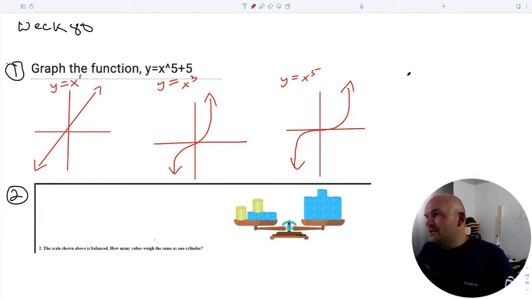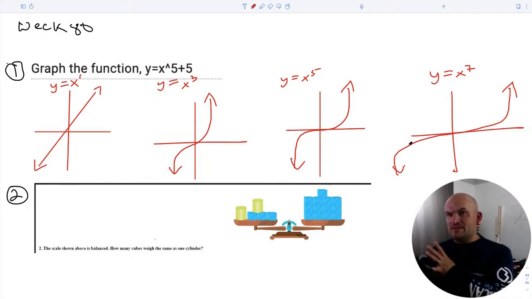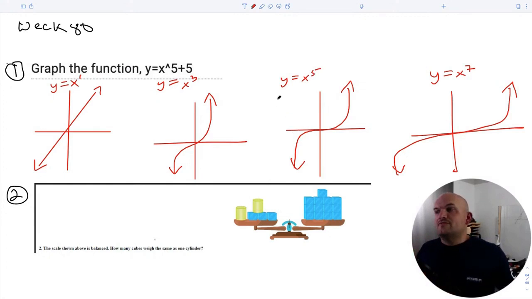And you can even guess what y equals x to the 7th would be. So y equals x to the 7th. That'd look something even more, right? And again, I'm not using any numbers. I just want you to kind of see what's happening with the pattern. So if we have the general idea of the shape, it has the end behavior, falls to the left, rises to the right.